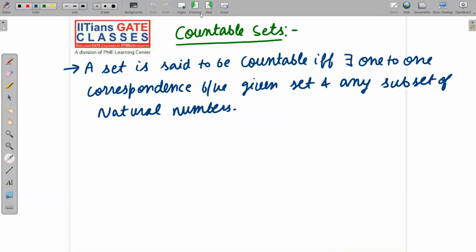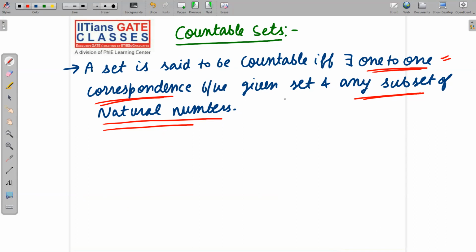Okay. So next is, what exactly are countable sets? A set is said to be countable if and only if there exists one-to-one correspondence between the given set and any subset of natural numbers. Please note it down carefully. I am saying any subset of the natural number set, and there exists one-to-one correspondence. One-to-one correspondence means bijection. Okay. So if you do not know about functions, then it's my kind suggestion, please try to read about functions first and then come to this lecture. Otherwise, you will get confusions.